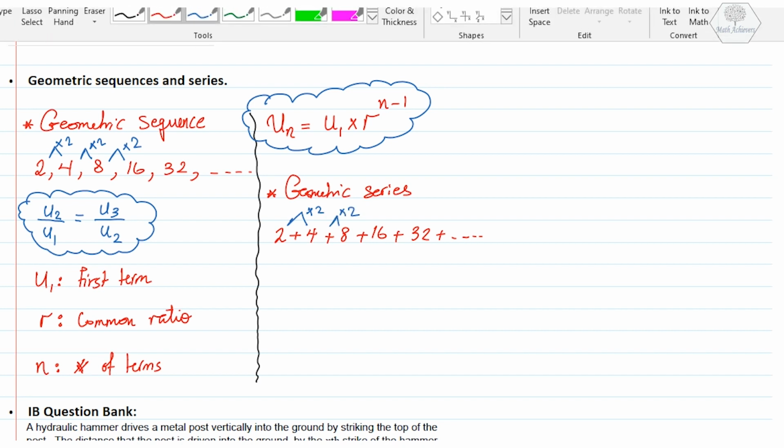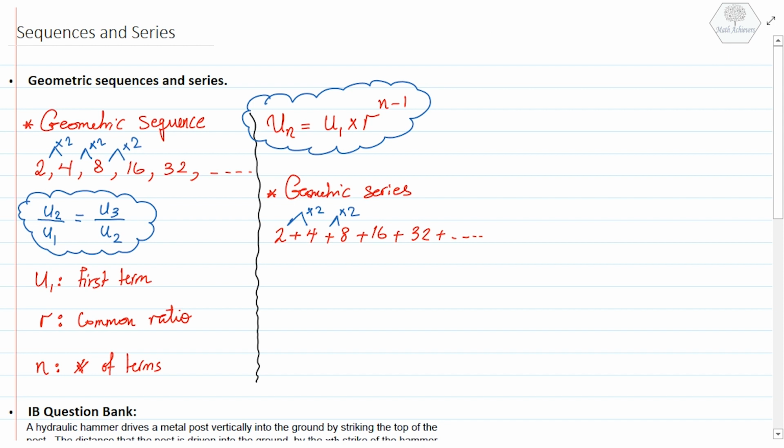Now, to find the sum of n terms, I also write it as the sum of U1 from i equal to 1 to N.